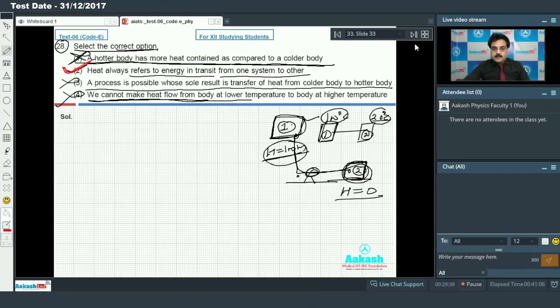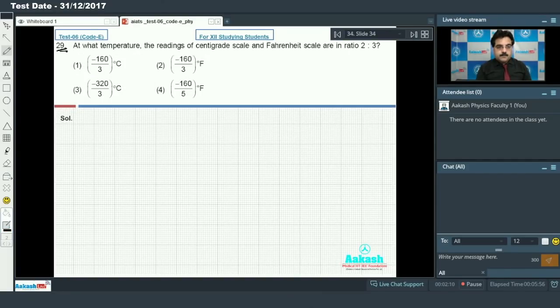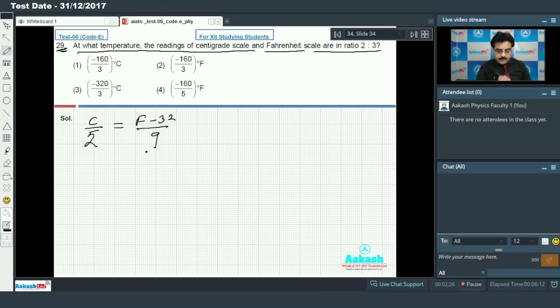So let's move on to question number 29. At what temperature are the readings of the centigrade scale and Fahrenheit scale in the ratio 2:3? We know the relation between centigrade and Fahrenheit is C upon 5 equals F minus 32 upon 9. According to the problem, because the centigrade and Fahrenheit scales are in the ratio 2:3, let's consider the value of C as 2x and F as 3x.